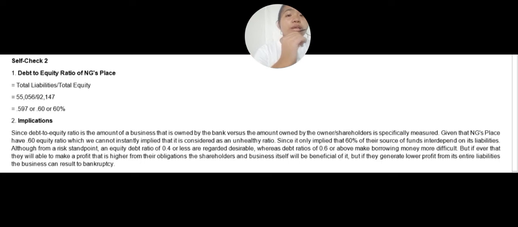Although, from research, a debt ratio of 0.4 or less is regarded as desirable, whereas a debt ratio of 0.6 or above makes borrowing money more difficult. But if they are able to make a profit higher than their obligations, the shareholders and the business itself will benefit. But if they generate lower profit than their entire liabilities, the business can result in bankruptcy.